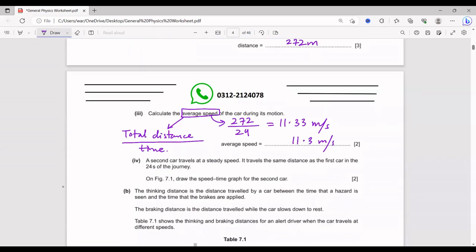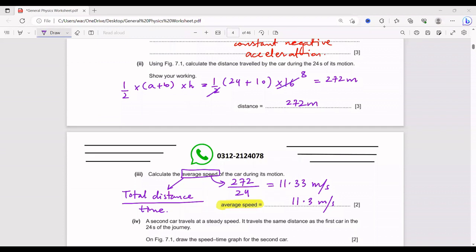Now, a second car. So students, in part 4, a second car travels at a steady speed. It travels the same distance as the first car in the 24 seconds of the journey. So the distance traveled by the second car is the same, which is 272 meters, and the time is 24 seconds. So the speed of the second car is actually 11.33 meters per second.